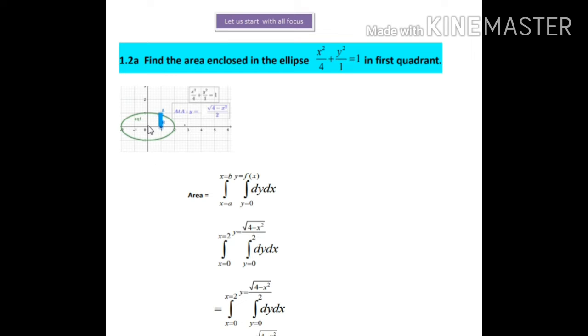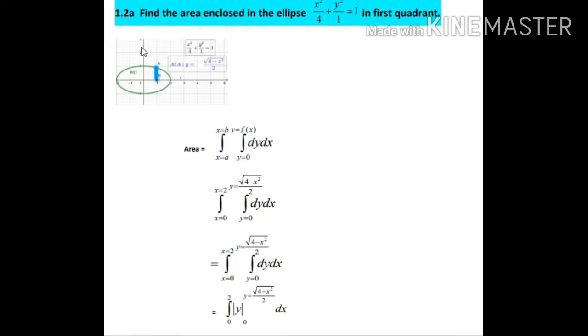So this will give us limits for x, and this strip moves from here to here. At this point x equals 2. How are you getting limits for x? Put y equals 0, and if you put y equals 0 you get x square by 4 equals 1, which means x equals plus minus 2. So actually x varies from minus 2 to 2, but as we have to take this part only, here x varies from 0 to 2. So limits for x are 0 to 2.